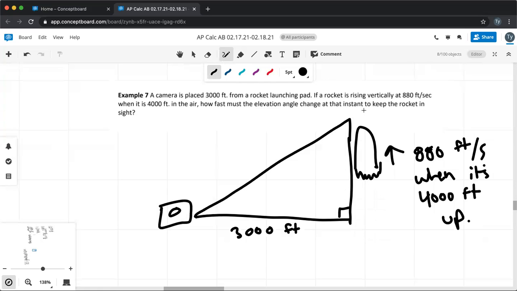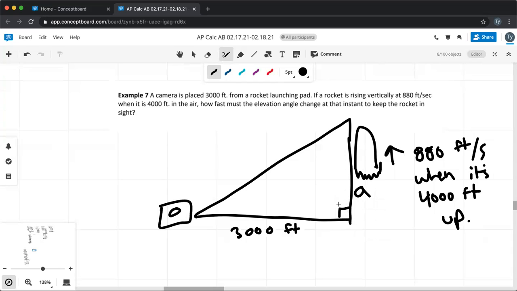Okay, but the rocket's not always 4,000 feet in the air, right? This distance from the ground where the rocket started to however high it goes is changing over time. So we can't just write 4,000 on this side of the triangle. We need a variable. Let's use A.